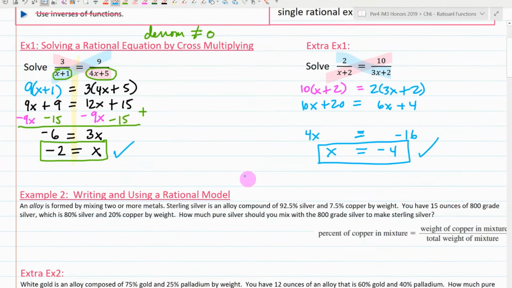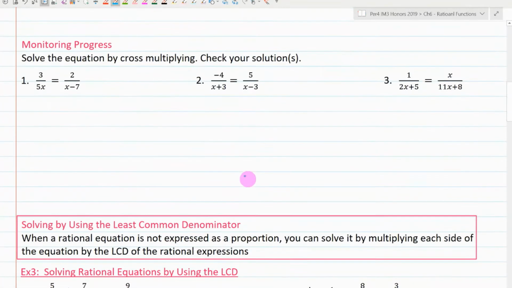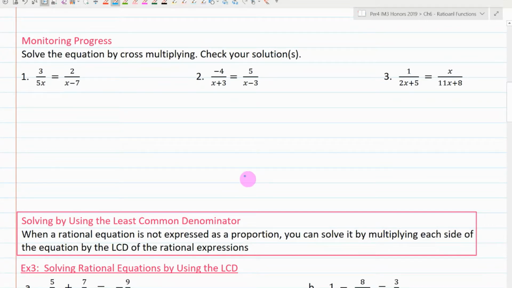All right. I'm going to go ahead and skip example 2. And I would like you guys to solve 1, 2, and 3 here by pausing the video, doing all the problems, and go ahead and cross multiply and make sure that your answers make sense and don't make the denominator 0.